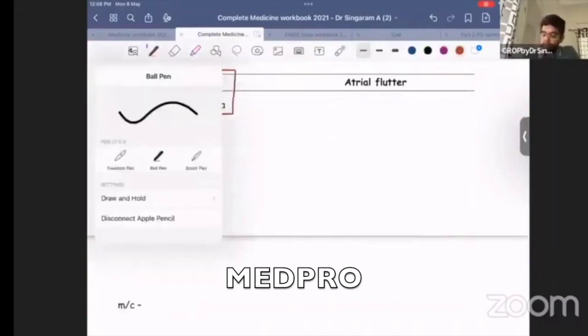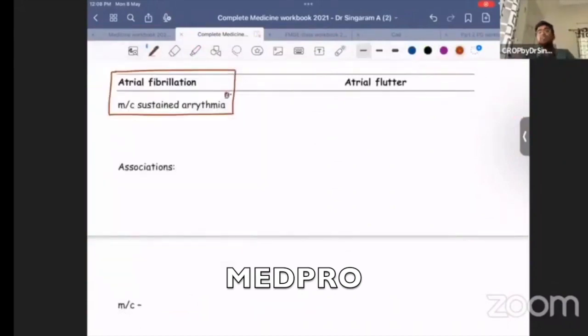This is a very, very important MCQ question. Most common tachyarrhythmia: the most common tachyarrhythmia is atrial fibrillation. And I think last year's exam, even the year before that, in 2021 also, we had questions from atrial fibrillation. It's supposed to be the most common sustained arrhythmia in clinical practice. That's what you have to remember.